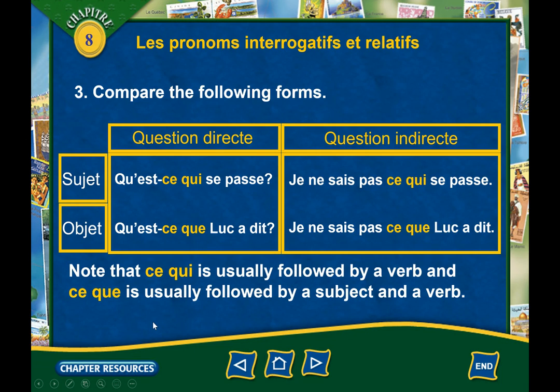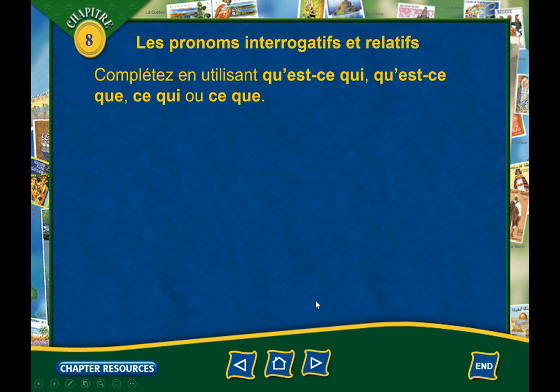All right, so here's our rule. Ce qui is usually followed by a verb, and ce que is usually followed by a subject and a verb, and that is our big rule right there. That's what we learned when we first learned the relative pronouns qui and que. So let's see if we can do some.